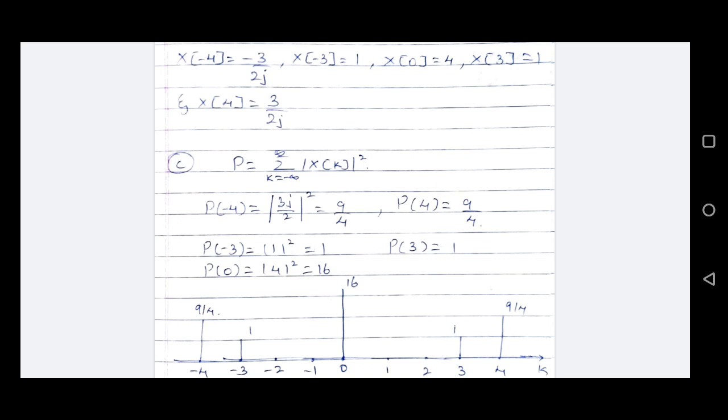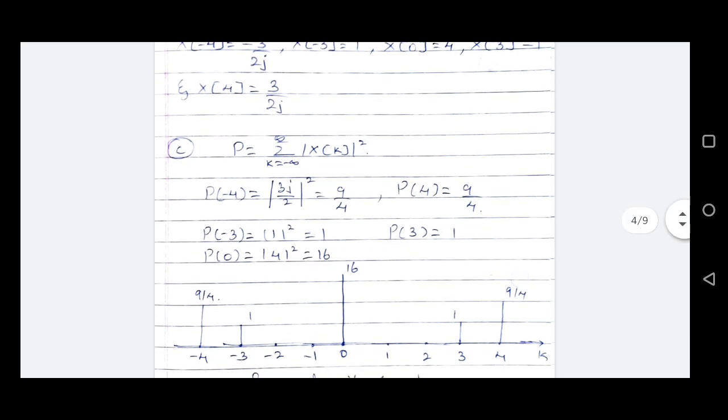And likewise, for k equals minus 3 and plus 3, the Fourier series coefficients were 1, and its modulus square value will remain 1 itself. And for k equals 0, the Fourier series coefficient was plus 4, so its modulus square value will be 16. We'll plot these values with respect to k values.